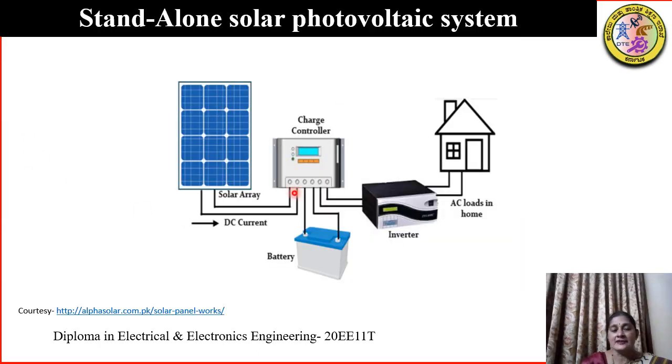Let us understand the working of a standalone solar photovoltaic system. The word stand alone means that it is a single unit. It is separate. It stands alone. What is the meaning of this word stand alone? It is an independent unit and whatever is generated is utilized by the consumer.